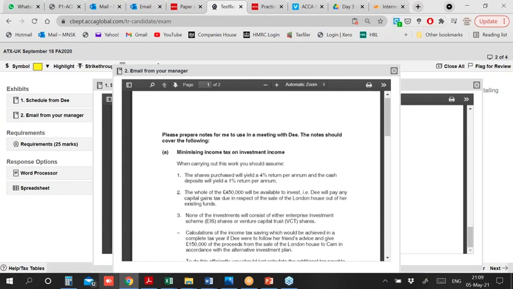Calculations of the income tax savings, which would be achieved in a complete tax year if D were to follow her friend's advice and give 150,000 of the proceeds from the sale of the London house to CAM in accordance with the alternative investment plan. Okay, guys, so we have to calculate what the tax savings will be if D, rather than investing all of the 450 herself, transfers 150 to CAM, and then they both invest as per their friend's advice, who is a tax advisor as well.